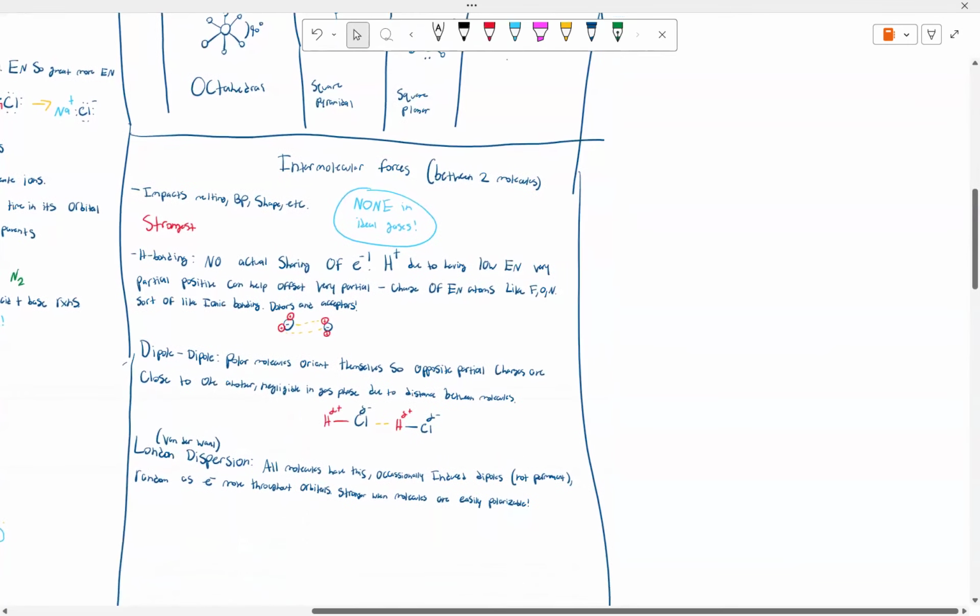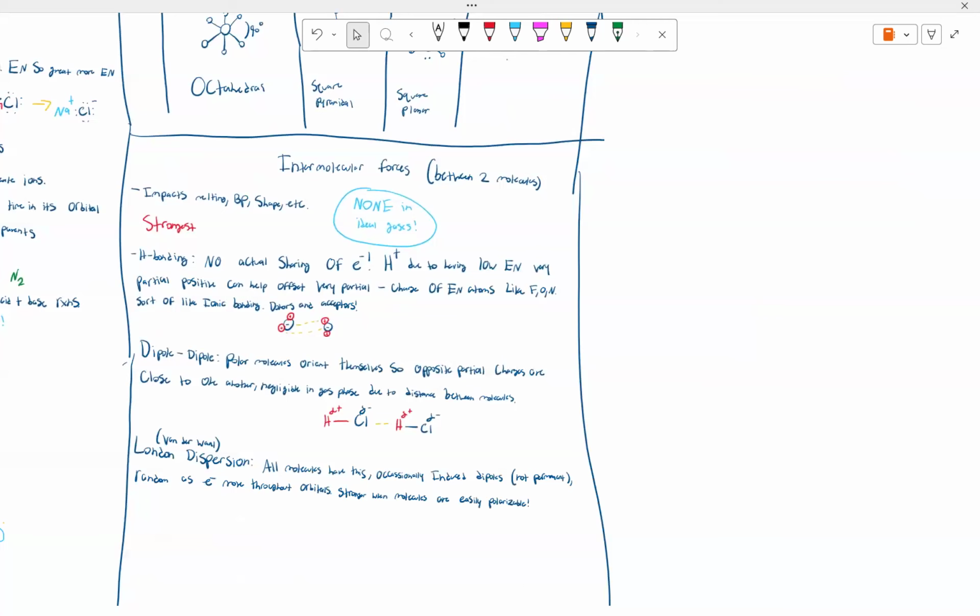Last thing I kind of want to talk about is intermolecular forces. So inter meaning between two molecules. There's also intramolecular forces, and intermolecular forces is between two different molecules. So you'll see that a lot of the times, like if you have a solution and stuff like that, or just in day-to-day life.